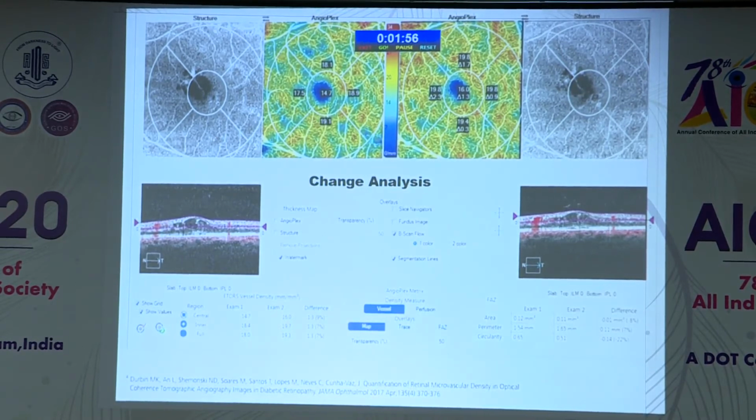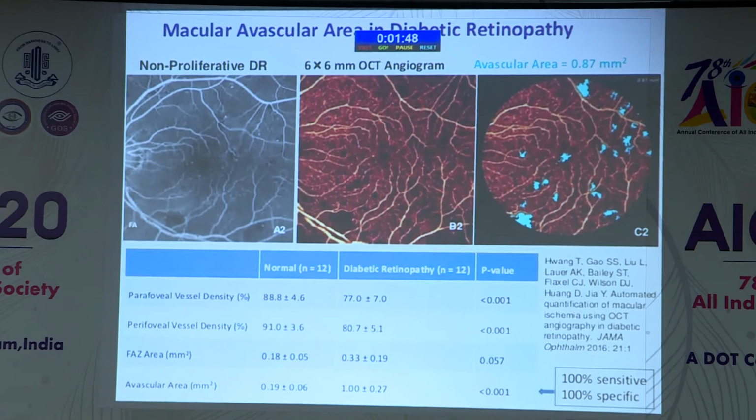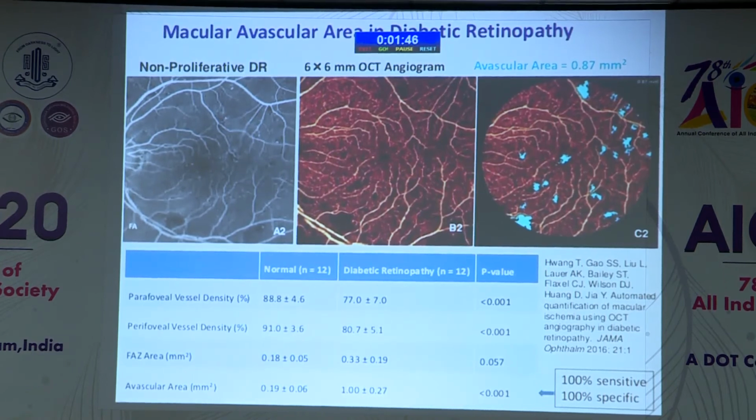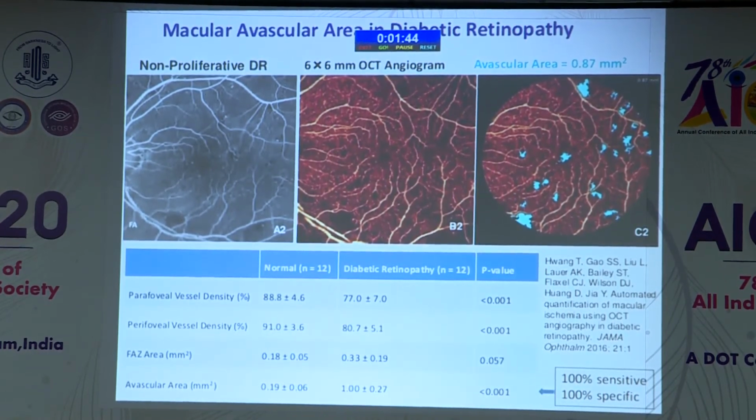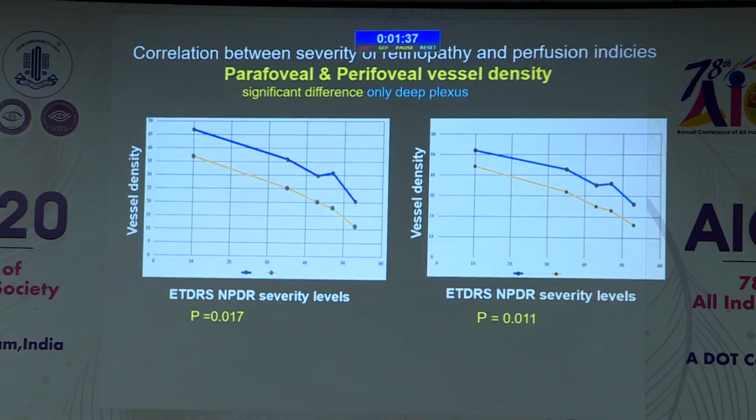What is the change in the vessel density? What is the change in the perfusion density? Like we used to get in the visual fields, you can get a change analysis over a period of frequent follow-ups. You can even assess the avascular area. You can see in the chart, the normal and the diabetic retinopathy, this is almost looking at the avascular area, 100% sensitive and specific in picking up the pathological changes.